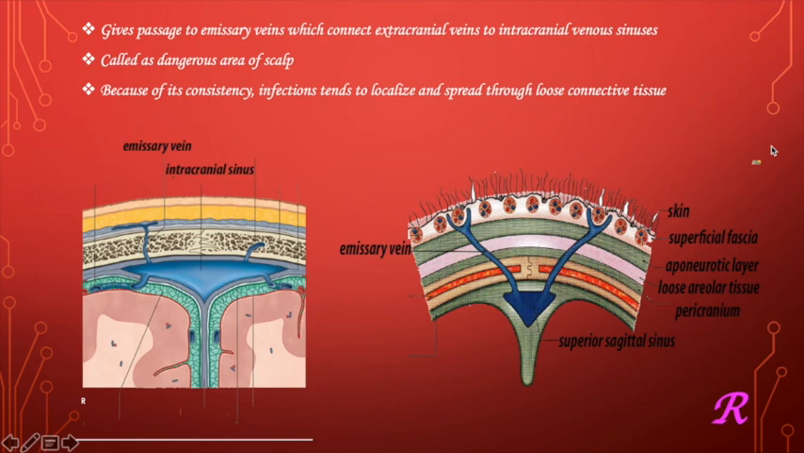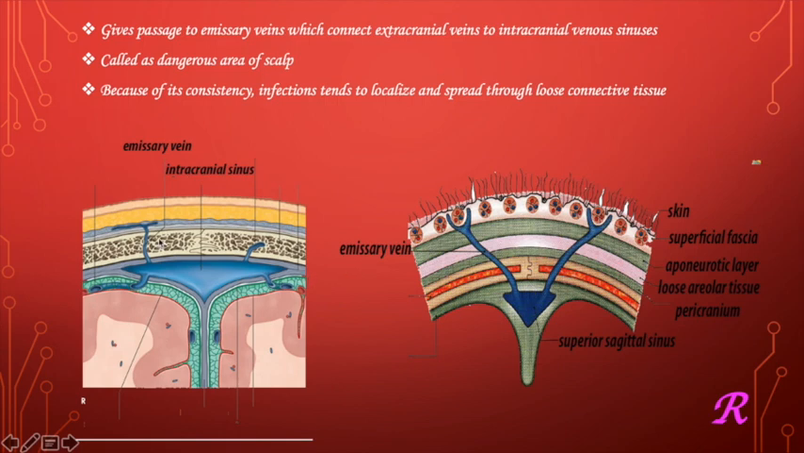Next is the important point of this layer: it gives passage to emissary veins. What are emissary veins? I have not mentioned this in the notes, but you have to note it down: emissary veins are valveless veins which connect extracranial veins to the intracranial venous sinuses. In the picture you can see these are emissary veins, connecting the extracranial veins to the intracranial venous sinuses.